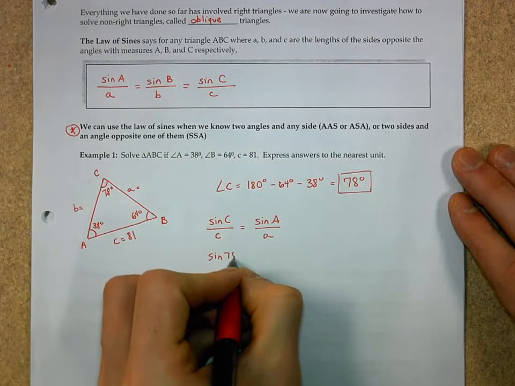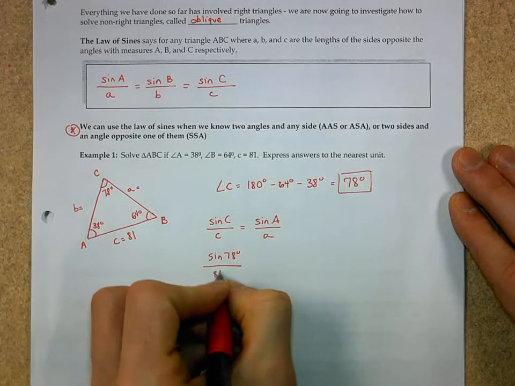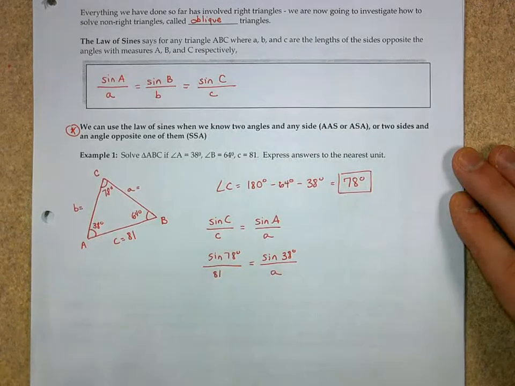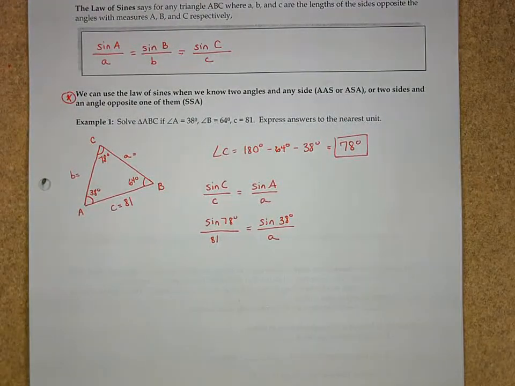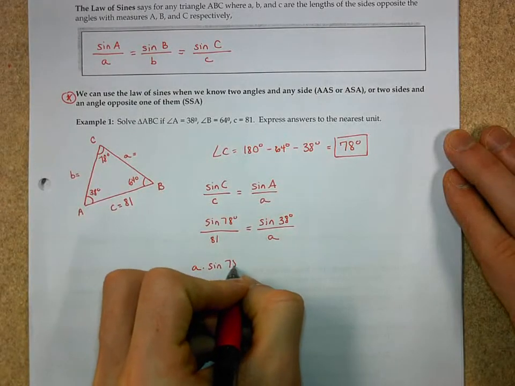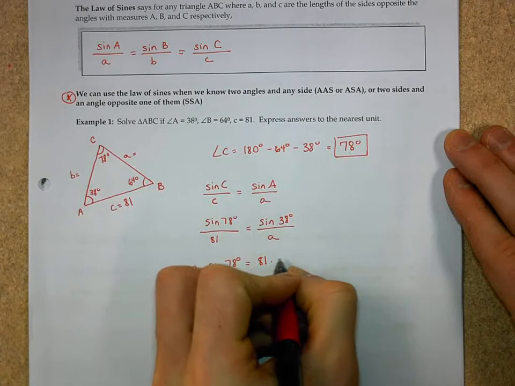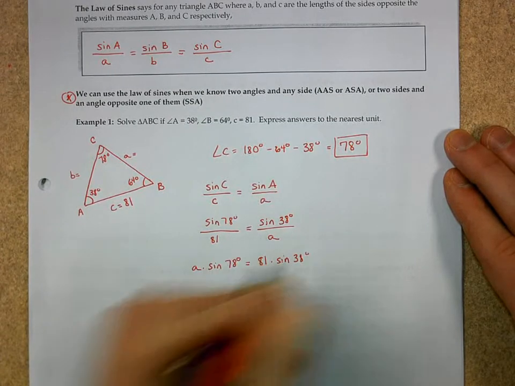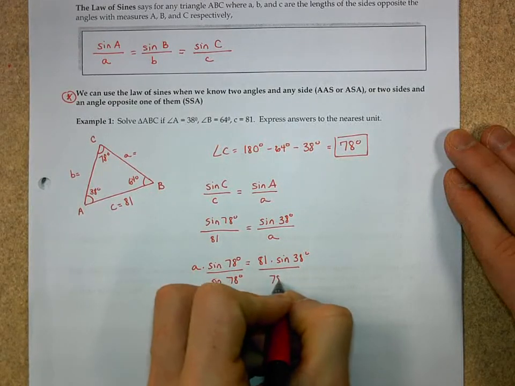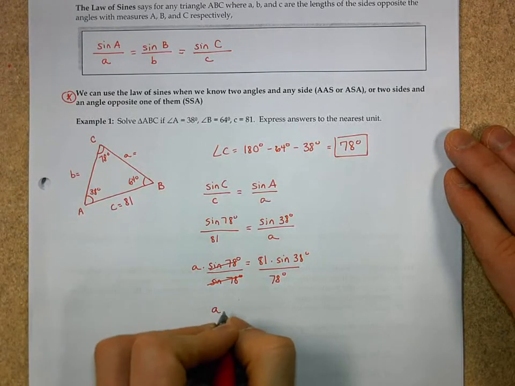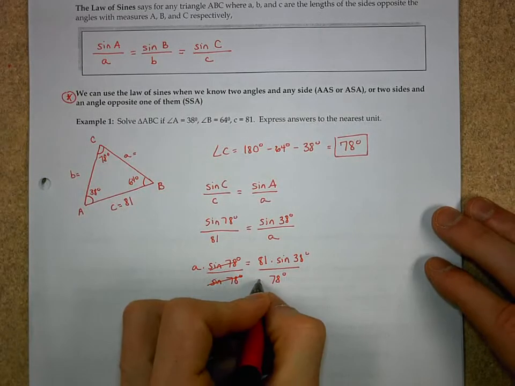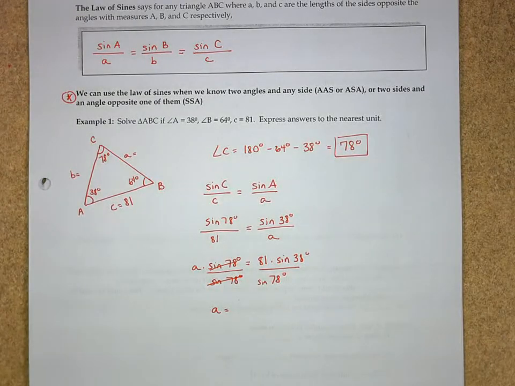So the sine of 78 degrees over 81 is equal to the sine of 38 degrees over A. And since I've got a proportion, I can cross multiply and solve. So A times the sine of 78 degrees is equal to 81 times the sine of 38 degrees. Divide both sides by the sine of 78 degrees. So A is 81 times the sine of 38 degrees divided by the sine of 78 degrees.